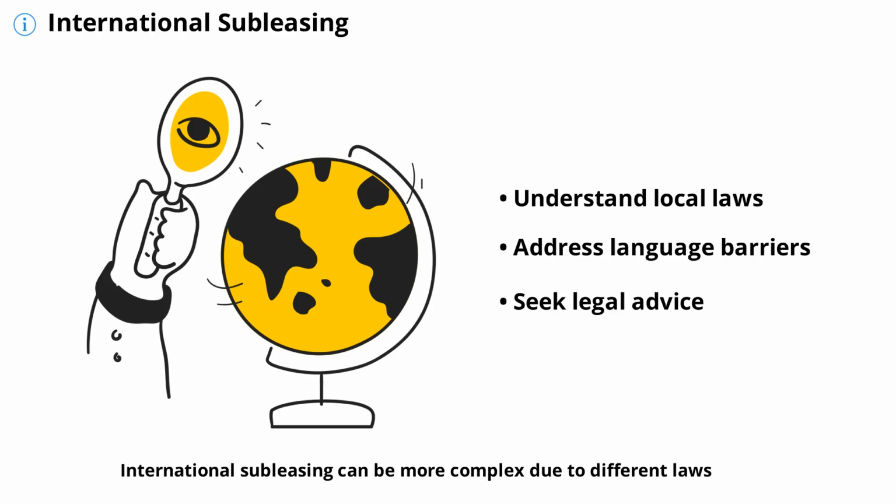International subleasing can be more complex due to different laws, language barriers, and cultural differences. If you're subleasing to or from someone in another country, it's important to understand the local regulations and seek legal advice. Clear agreements and communication are even more critical in international arrangements.